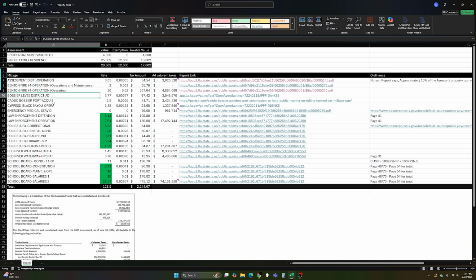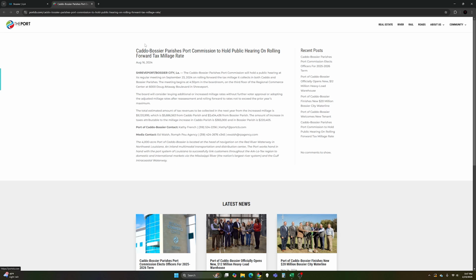So the next one is Bossier Levy, same thing. You can go here, the link takes you to that. The Caddo Bossier Port acquisition. So this one I couldn't find an assessor's report. So if we come here, this takes us to an official message from the port in August of 2024 saying it's rolling forward the tax millage it collects in both Caddo and Bossier parishes. This board will consider levying additional or increased millage rates without further voter approval or adopting the adjusted millage rates not to exceed the prior year's maximum.